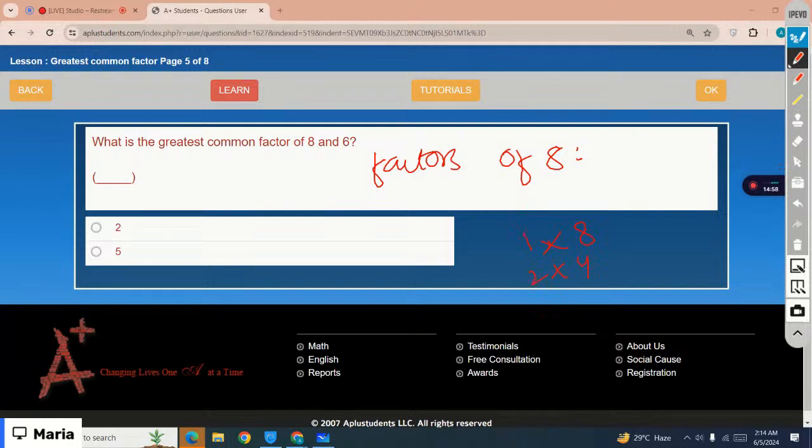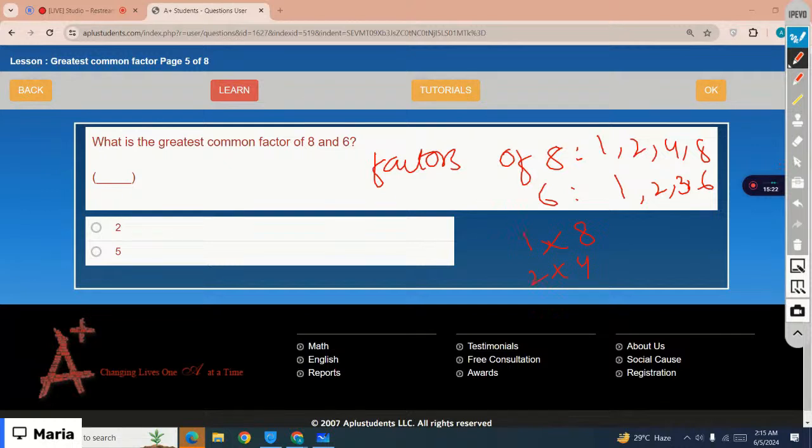Kelly, you have to answer. For the 8, we have now 1, 2, 4, and 8. They are the factors of 8, right? Same way, we need to write down the factors of 6. The factors of 6 are 1 times 6 is 6 and 2 times 3 is 6.